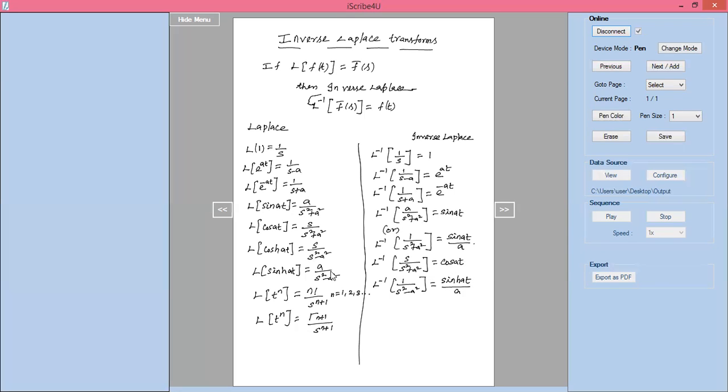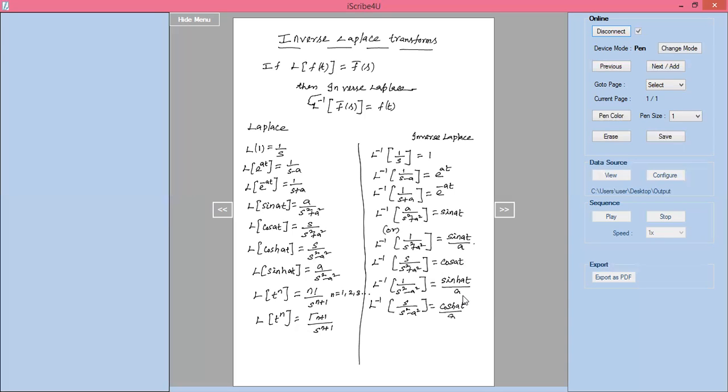Here, see, now I'm writing sinh at. This one should be, I'm writing, a by s square minus a square. Here if you apply L inverse of 1 divided by s square minus a square, a is not here, so that's why we are dividing by a. A is constant here. Then similarly, L inverse of s divided by s square minus a square is nothing but cosh at divided by a.